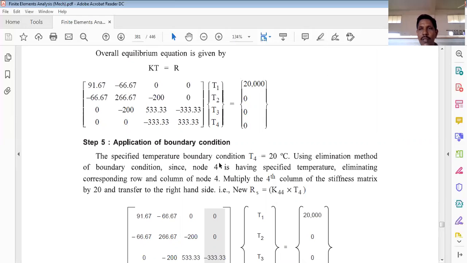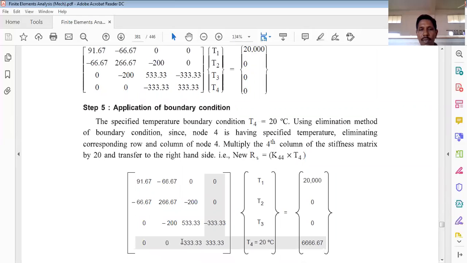As the temperature is specified at node number 4, it is a known value. So, it is required to eliminate the fourth row and fourth column, as T4 is specified. T4 is 20 degrees centigrade. Now, in doing this, it is observed that the fourth column value of minus 333.33, that is, the third row value of minus 333.33, is getting multiplied with this 20 degrees centigrade, which we are eliminating. So this needs to be considered in solving the given problem.